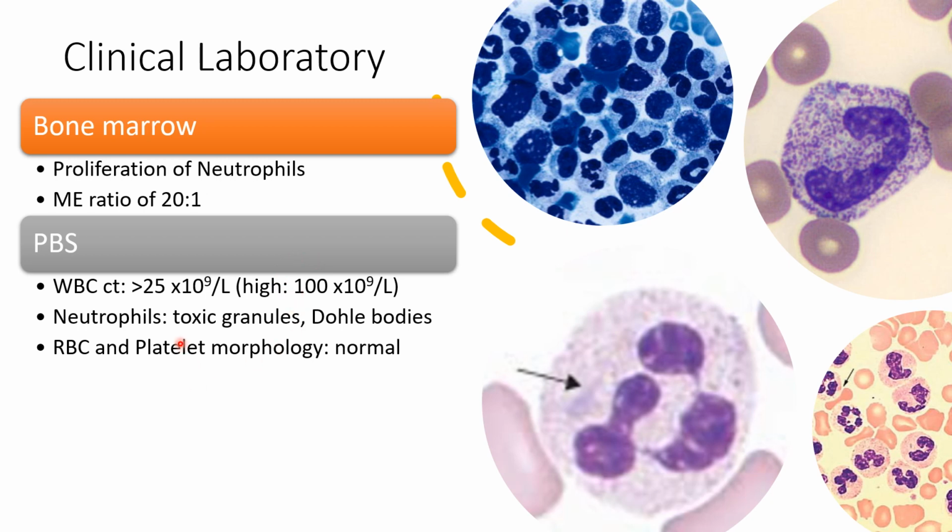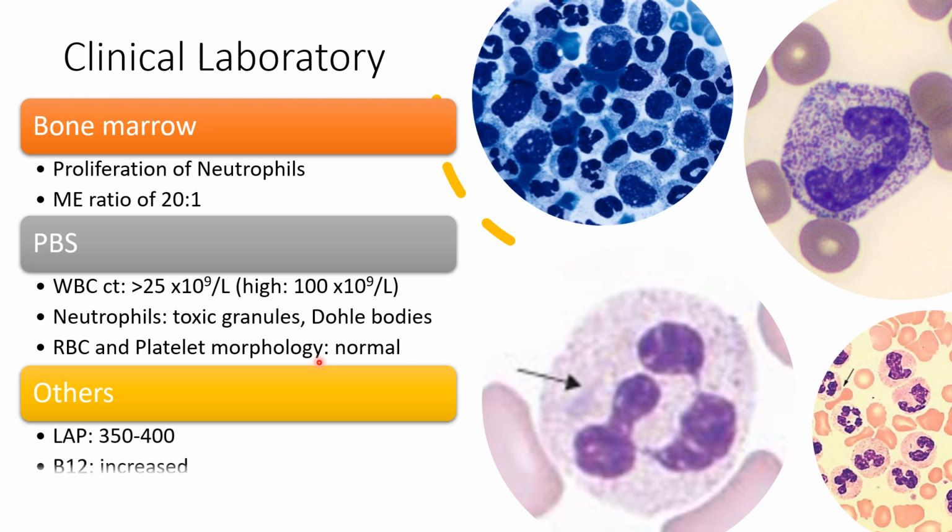Neutrophils do not appear dysplastic, but they often contain toxic granules and a few Döhle bodies. Red blood cells and platelet morphology are normal. For other tests, the leukocyte alkaline phosphatase scores are extremely high, ranging from 350 to 400. Another finding is that the B12 levels frequently are markedly elevated.